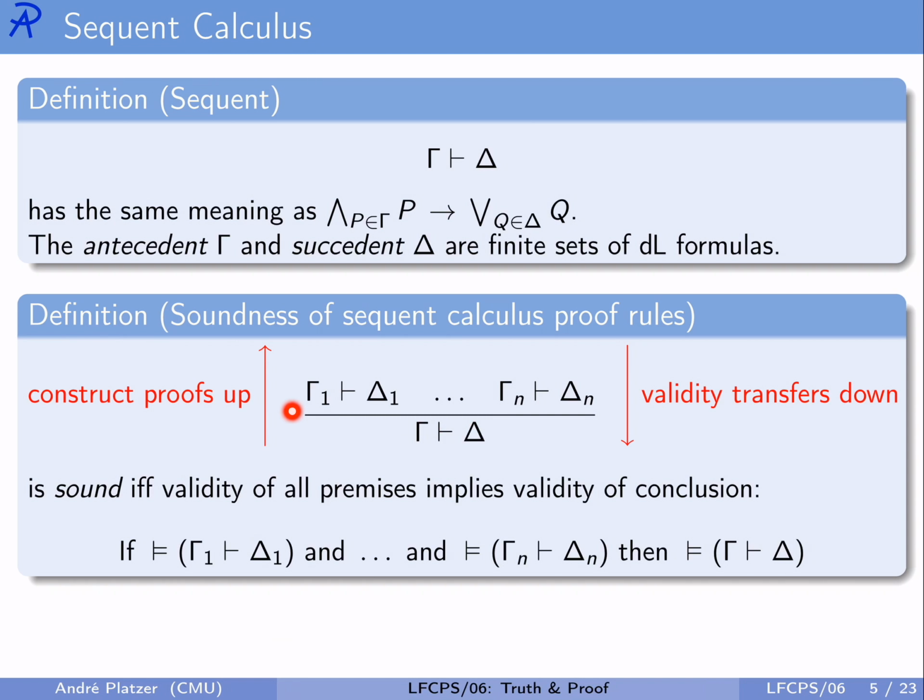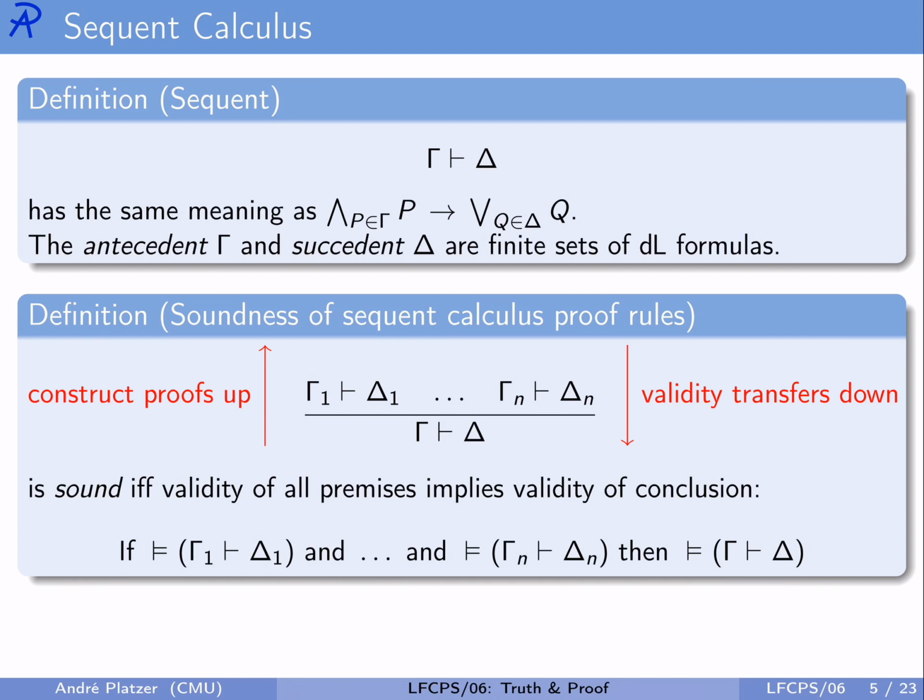which of course is only the case if we don't use an arbitrary transformation as a sequent calculus proof rule, but only sound ones, the ones that say if all the premises are valid, so they're true in all states, then the conclusion is valid, so true in all states. Wait, when is a sequent valid? Well, that's actually already defined. Look at this one, for example.